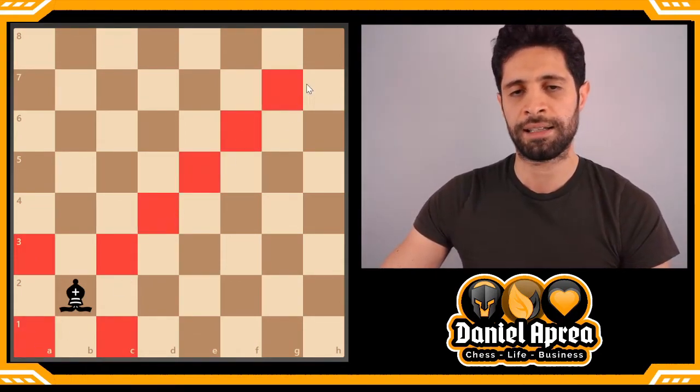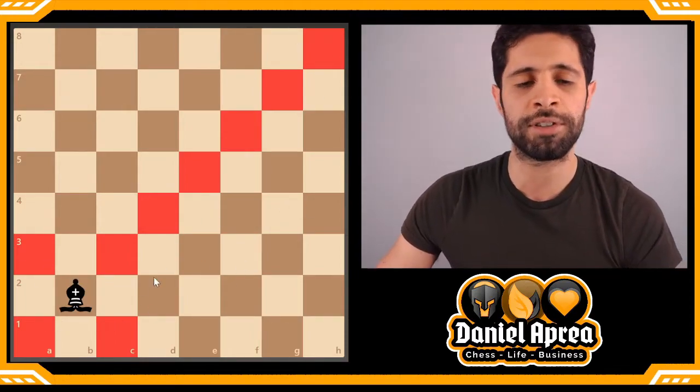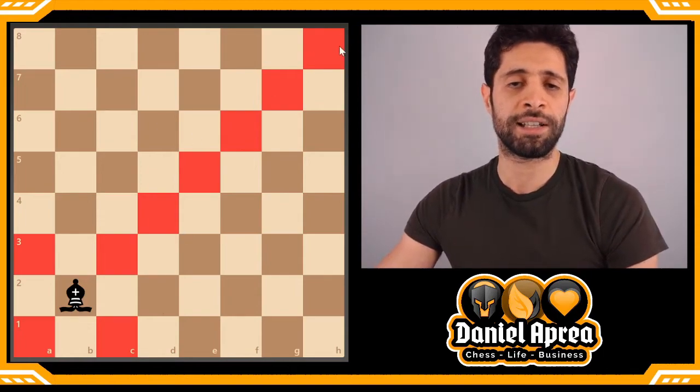Now we've noticed that the bishop here controls 13 squares, and what happens if we put this bishop right here? How many squares does the bishop control if it's on b2? 9. So 1, 2, 3, 4, 5, 6, 7, 8, 9. So that's not as many, so it's fewer squares, of course, but it's still a pretty decent number.